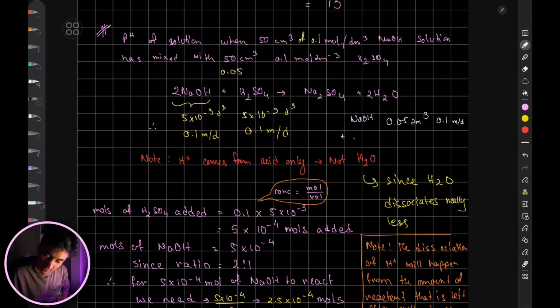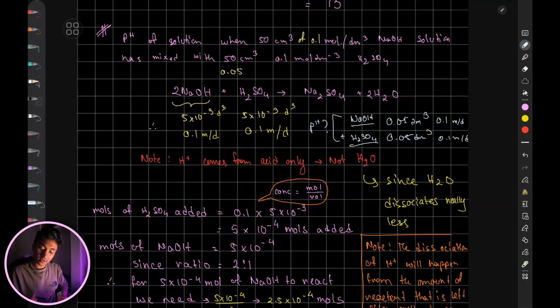Okay, plus you have in the solution H2SO4, of again 0.05 dm cube of 0.1 mole per dm cube. And what is the pH of this? So reaction will take place. Let me tell you what happens.